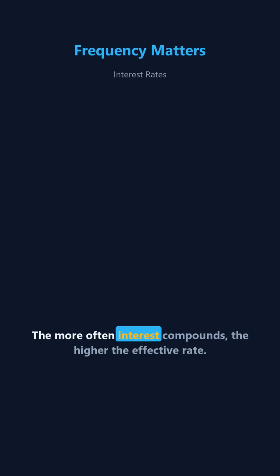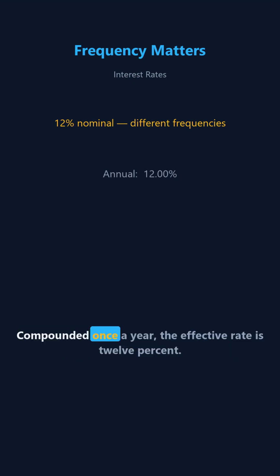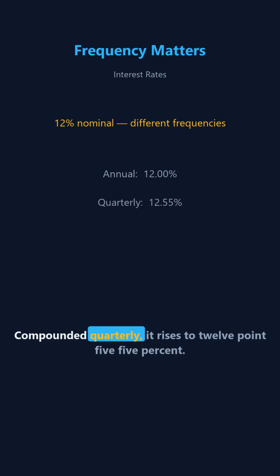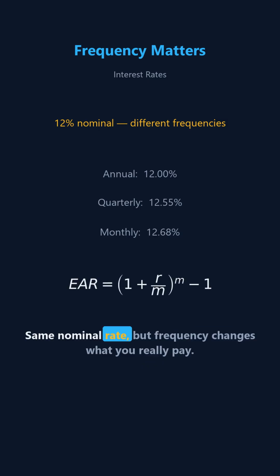The more often interest compounds, the higher the effective rate. Take the same 12% nominal rate. Compounded once a year, the effective rate is 12%. Compounded quarterly, it rises to 12.55%. Compounded monthly, it reaches 12.68%. Same nominal rate, but frequency changes what you really pay.